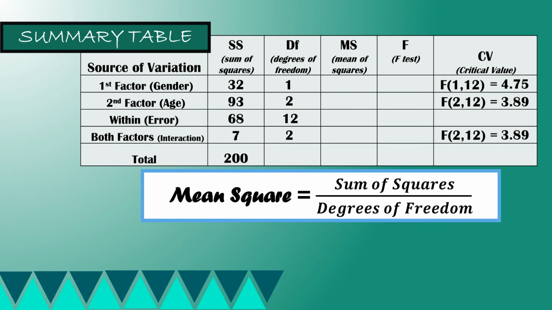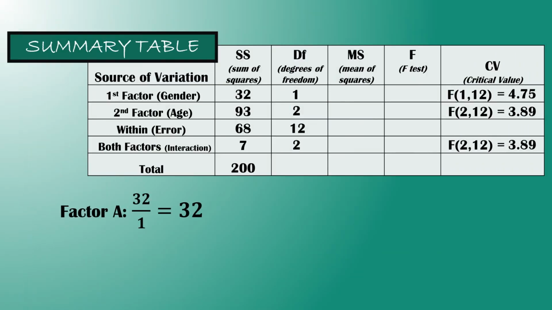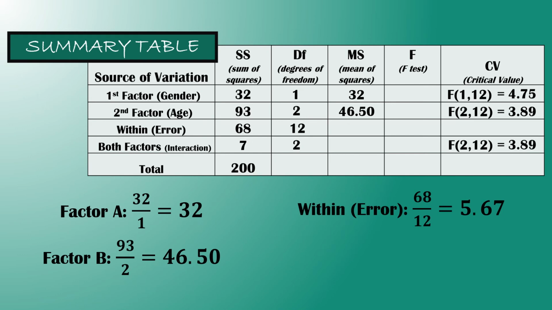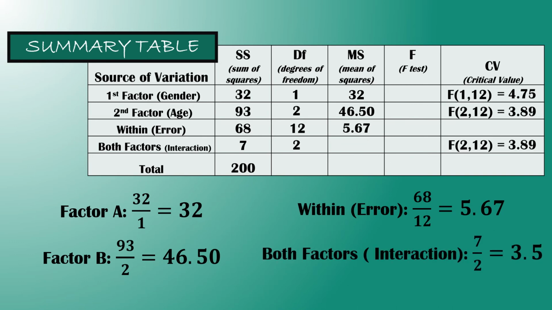Next is the mean square. Mean square is equal to the sum of squares divided by the degrees of freedom. For factor A, we have 32 divided by 1 is equal to 32. For factor B, 93 divided by 2 is equal to 46.50. For within or error, we have 68 divided by 12 is equal to 5.67. And for both factors or interaction, we have 7 divided by 2 is equal to 3.5.